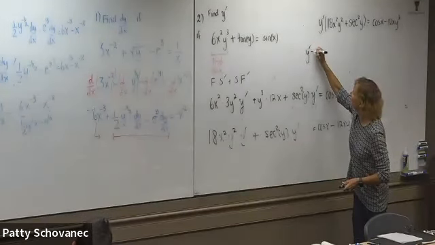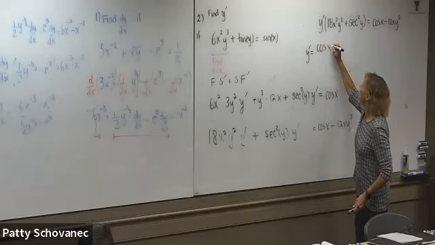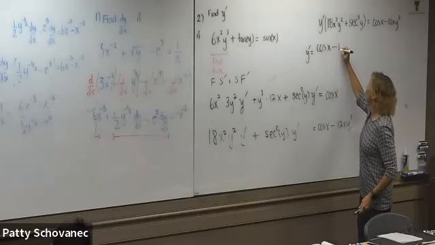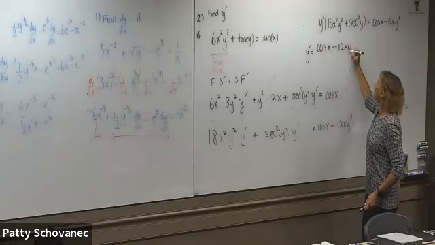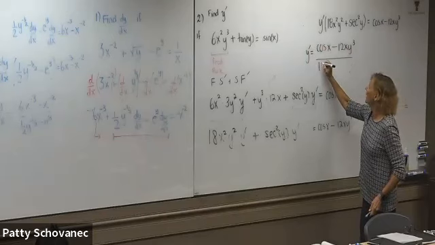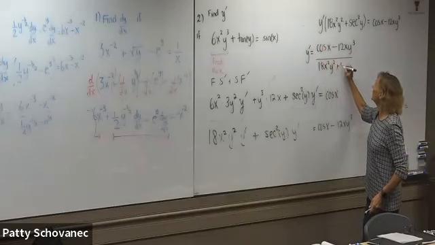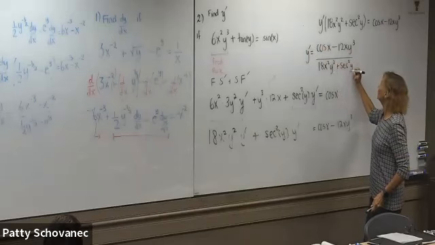So I get y prime is equal to the cosine of x minus 12xy cubed, all divided by the stuff in the parentheses: 18x squared y squared plus secant squared of y.